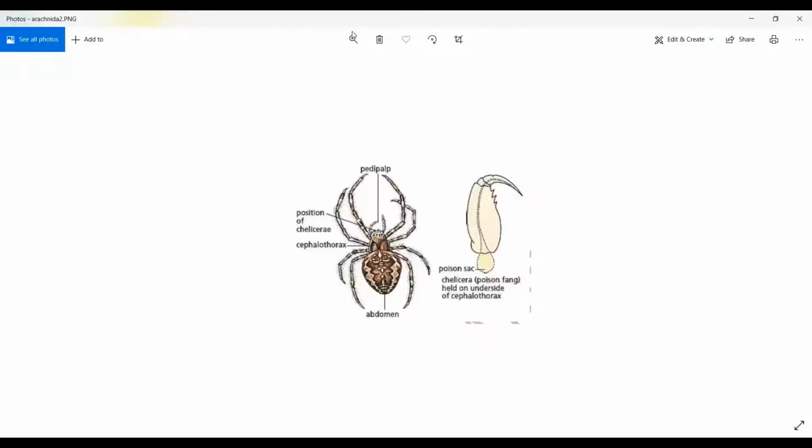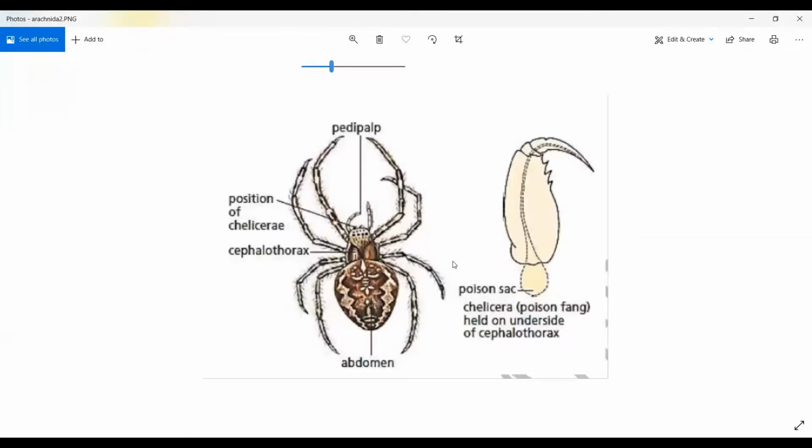This is, of course, a spider, and these are not very clear. This is the cephalothorax, the head and the thorax fused together, this is the abdomen, and these are the 4 pairs of jointed legs, and here are the chelicerae. They are very, very small, and these are the pedipalps by which they reproduce.